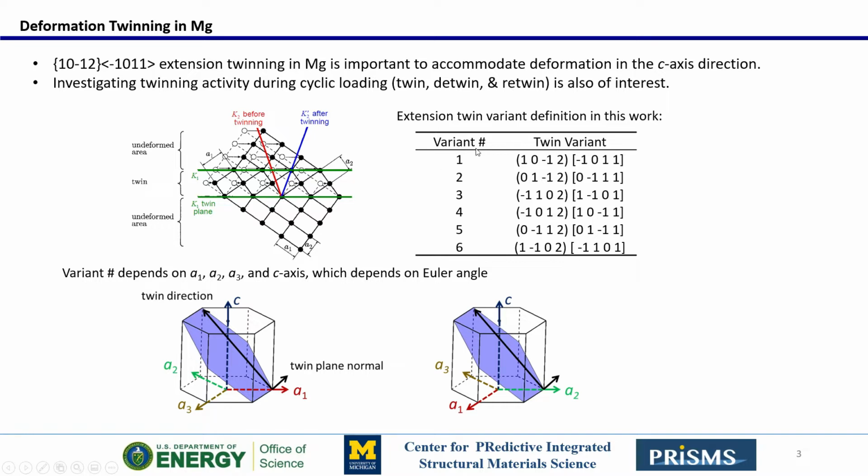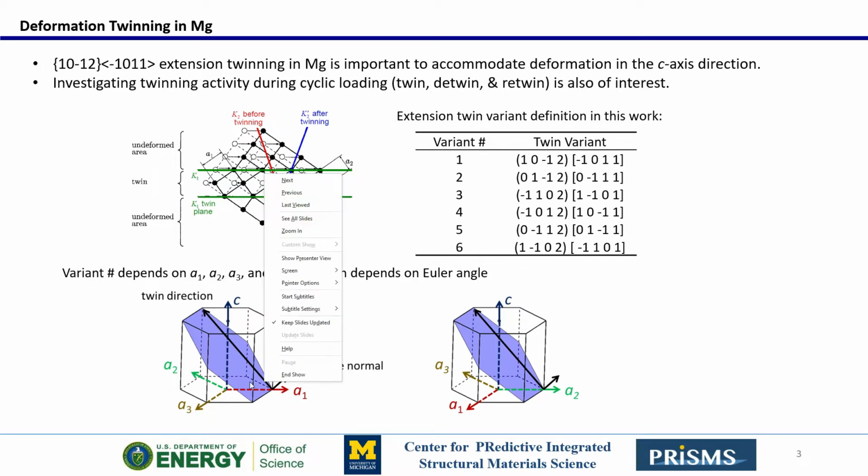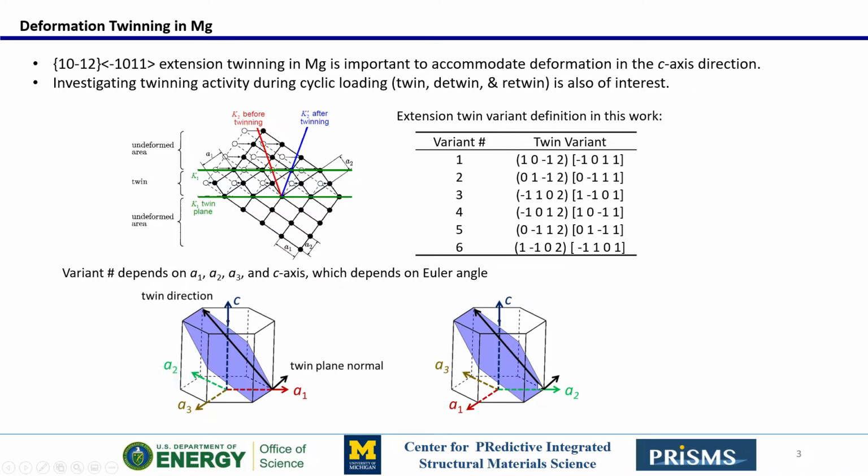Note that the definition of twin variant is dependent on the Euler angle that describes the crystal orientation. For example, for physically the same crystal orientation, if we use a different Euler angle to describe it, such that the A1, A2, and A3 axes have a relative rotation about the C-axis, we can see that although it's physically the same twin system, the twin variant number will change. That's the reason we need to consider information from all those steps.